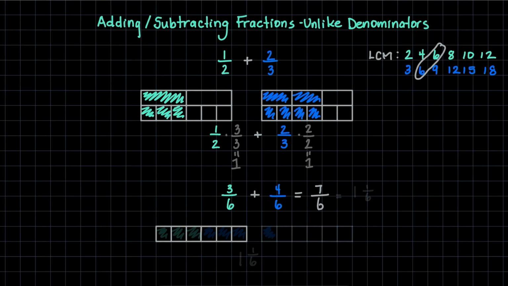And we start with 3 of them. 1, 2, 3. And now we're going to add 4. 1, 2, 3. We don't have enough. We know that means we need to create another set of 6. So that's something that's split into 6 equal parts.